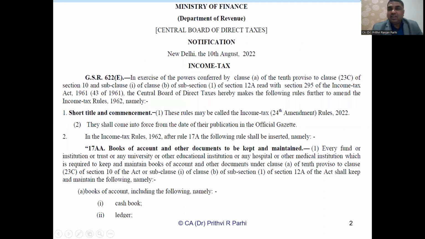What I'm showing you right now is a notification issued by the Central Board of Direct Taxes on 10th August 2022. I request all the stakeholders dealing with charitable organizations to download this particular notification, and it will help you to understand in detail what the requirements are with regard to maintenance of books of account.